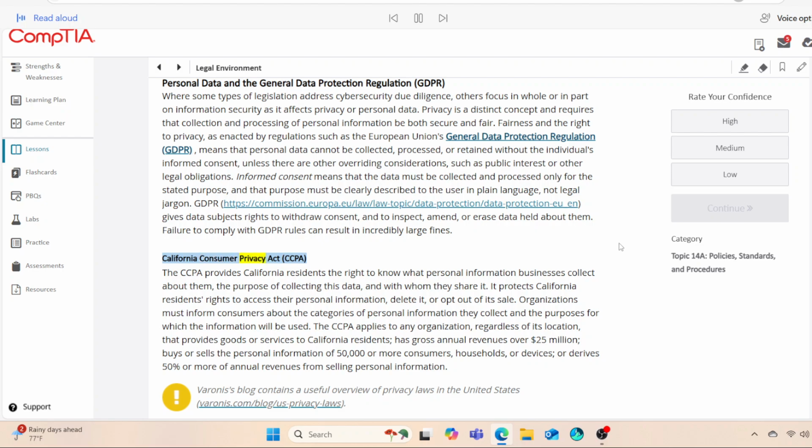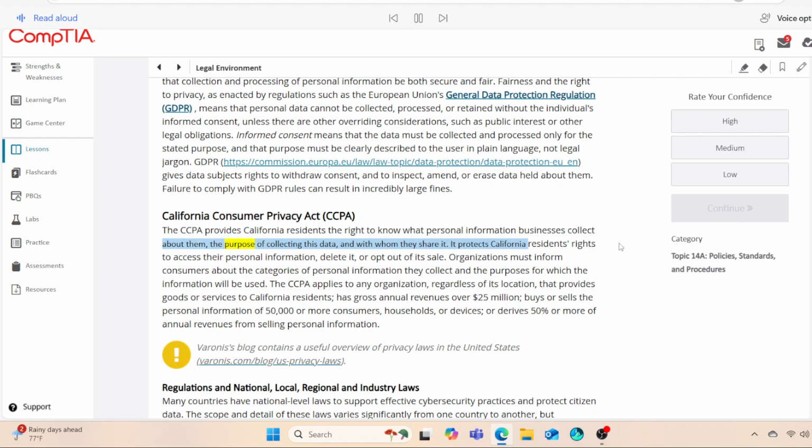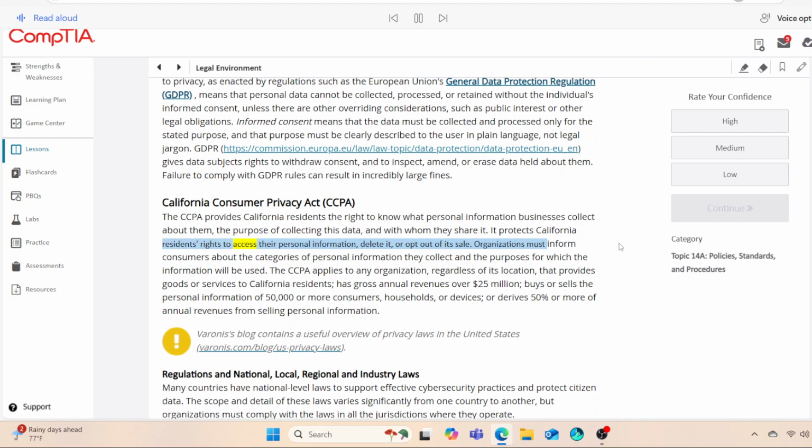California Consumer Privacy Act, CCPA. The CCPA provides California residents the right to know what personal information businesses collect about them, the purpose of collecting this data, and with whom they share it. It protects California residents' rights to access their personal information, delete it, or opt out of its sale.